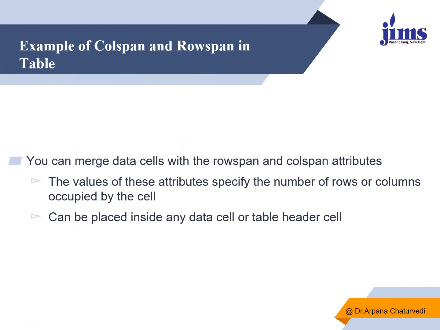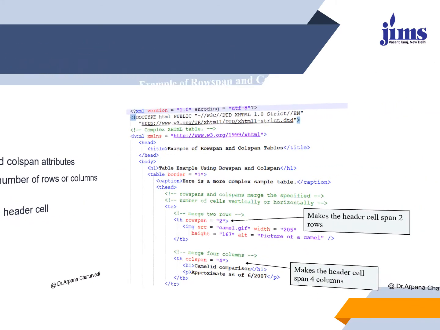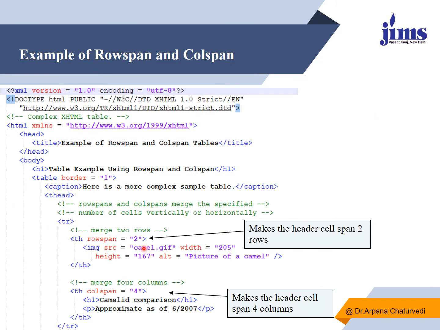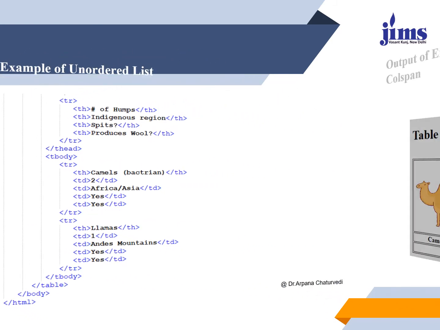Use colspan and rowspan also. Colspan and rowspan are the attributes which are used to merge data cells row wise as well as column wise. See, in the table heading where the camel image is appearing, the rowspan is equal to 2. It is covering or merging 2 rows together because the image is bigger. Whereas within this row only, it has covered 2 rows, and this is the third heading in which it is covering 4 columns. So see the output.